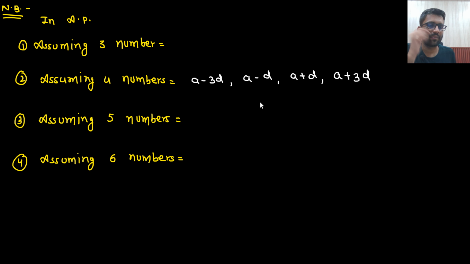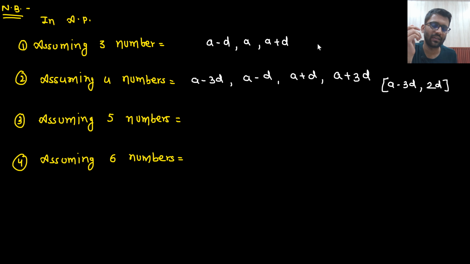If I need to assume 3 numbers, what will I assume? Here, what is my first term? First term is a minus 3d and the common difference is 2d. In 3 numbers, I can simply assume a minus d, a and a plus d, with my first term being a minus d and common difference d. Because a minus d plus a plus a plus d, what will it be? One variable only, 3a. If you add these 3, you will get 3a. So I need to frame fewer equations, that's why I am assuming in this manner.